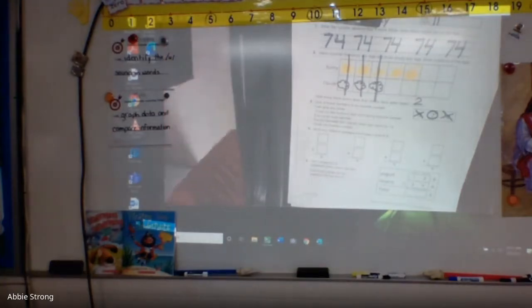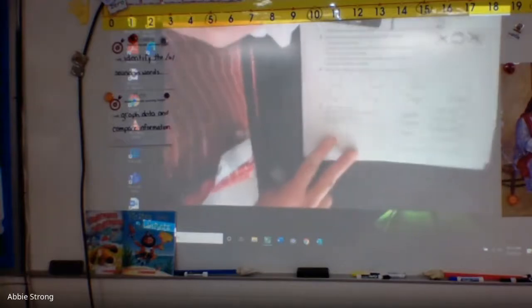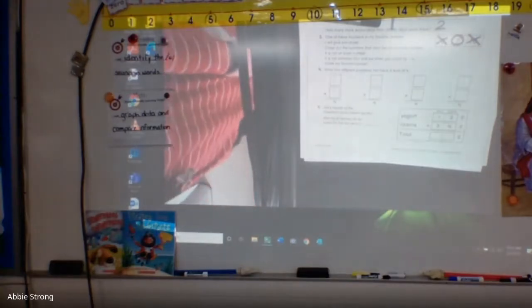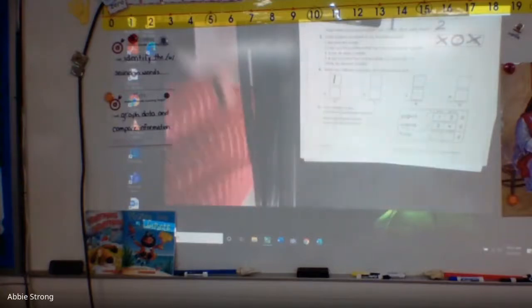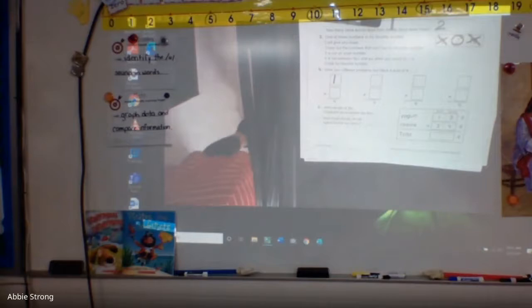Look at number 4. We are going to make some math problems here. Okay, I'm going to slide this up. It says write 4 different problems that have a sum of 4. So I need somebody to pick a number that is less than 4. Journey, what's the number that's less than 4? 1. Good. If we are at 1, we need to figure out how many hops it's going to take us to get to 4.